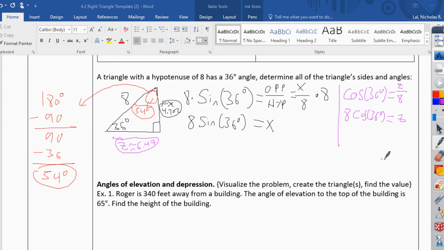Also, I do want to note that you could have found this side length by doing the Pythagorean theorem. 4.702 squared plus b squared equals 8 squared. Because we use trig to find one of the side lengths, once you have two side lengths in the right triangle, you can use the Pythagorean theorem. But if you only have one side length and an angle, you'll have to use right triangle trig.